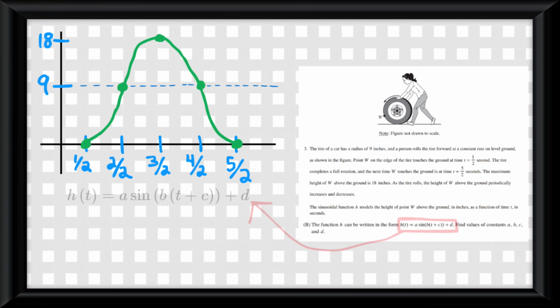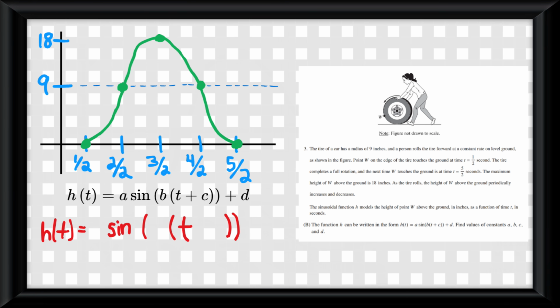Great, so they give us the sine skeleton equation in the problem, so let's make it. The amplitude, or A, is 9. The period is 2, so we can put that under 2 pi to get pi as our B. The midline, or D, is 9.